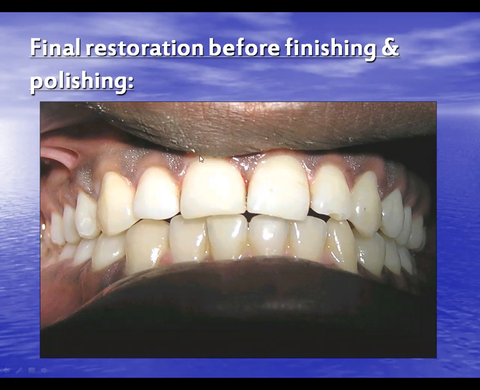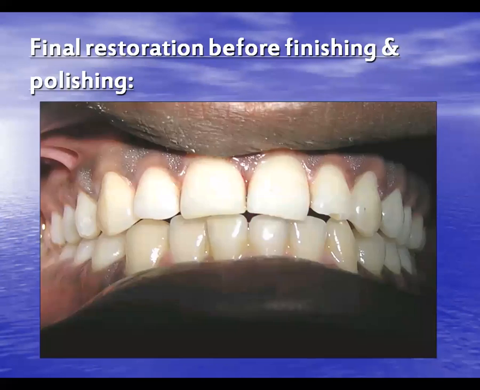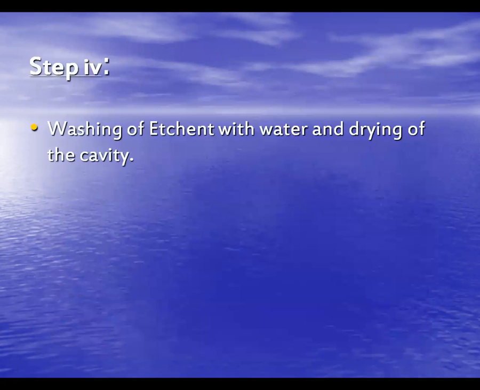For doing an anterior composite restoration, you have to first visualize what the width of the tooth should be. Suppose a large gingival embrasure or spacing is present, then you have to adjust your proximal lines, the mesial and distal lines, accordingly. So you can appreciate this final restoration after finishing and polishing.